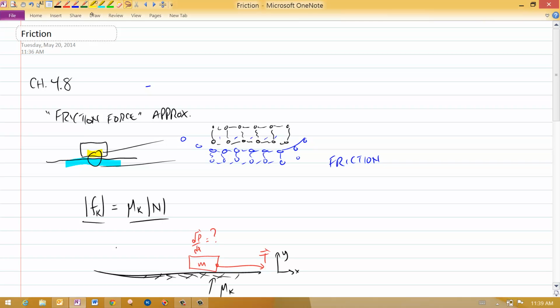Today I want to talk about Section 8, Chapter 4. This is where the friction force approximation, the kinetic friction approximation, is laid out. Friction in the ancient world was considered to be a fundamental interaction for how physical objects interacted, but really it's not.